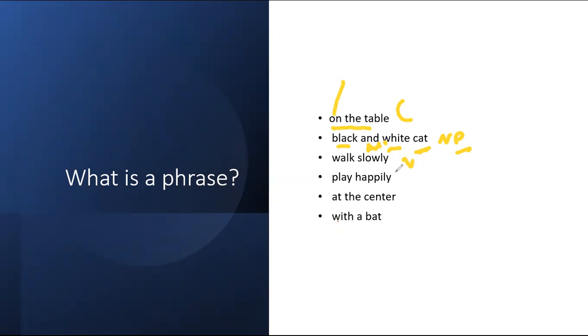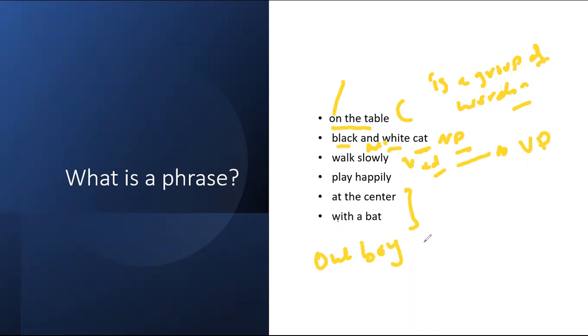Walk slowly, here we have a verb and we have an adverb, so we can say that this is a verb phrase. Play happily, same is the case here, and I don't want to talk about at the center with the bat because I've already talked about on the table, which is a prepositional phrase. Okay, so far we know that a phrase is a group of words, but at the same time, even one word can also be a phrase. That's what we have learned, when I wrote over there, our boy has a ball. Now, I know that this is a noun phrase. Okay, fine. This is a noun phrase. Fine. This is a verb phrase.